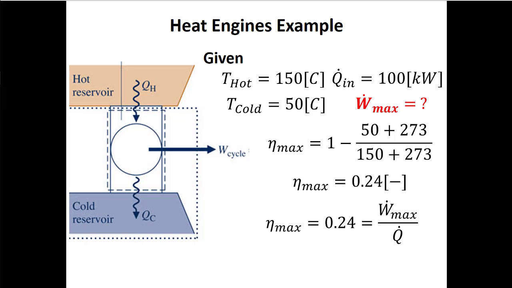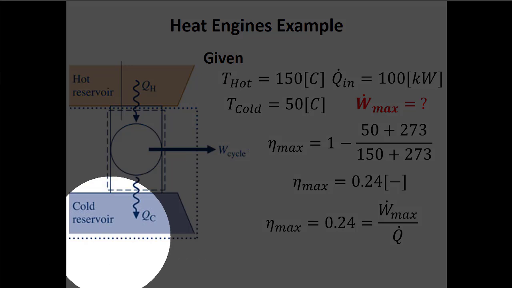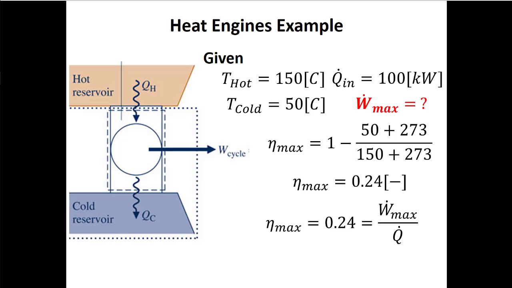But we also know that the thermal efficiency is the power divided by the heat in, right? And the ideal thermal efficiency is the maximum amount of power that you could possibly get out of this engine divided by the heat transfer rate in, right? So you'd see this would be 24% of this Q dot in, or 24 kilowatts.